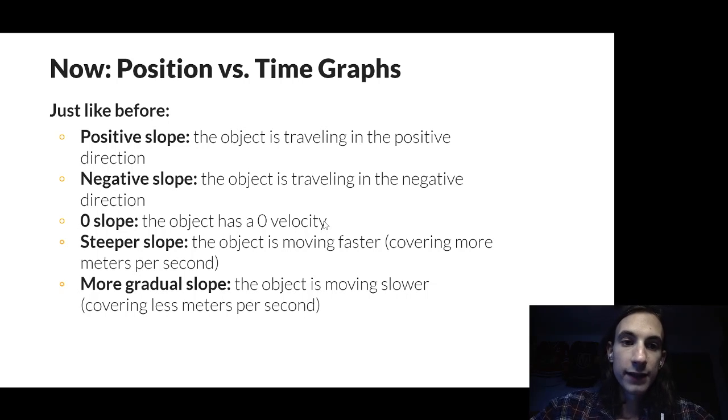But so when we're looking at this, the positive slope means the object is traveling in a positive direction. It has a positive velocity. A negative slope means the object is traveling in the negative direction. It has a negative velocity. 0 slope means we have a 0 velocity. If our slope is steeper, it means we're moving faster. And if our slope is less steep, then it means we are moving slower. We're covering fewer meters each second.